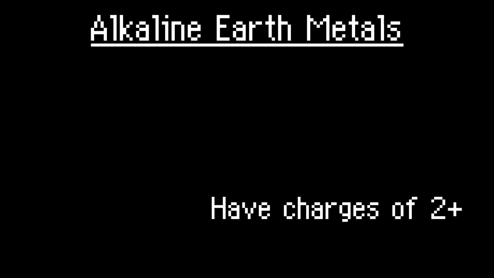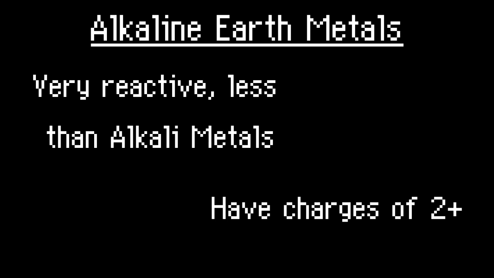Alkali metals are highly reactive and they all have a charge of +1. Alkaline earth metals have a charge of +2 and are very reactive, just less reactive than the alkali metals. Transition metals can conduct very well, they have a lower melting point, and their ion charges are varied.